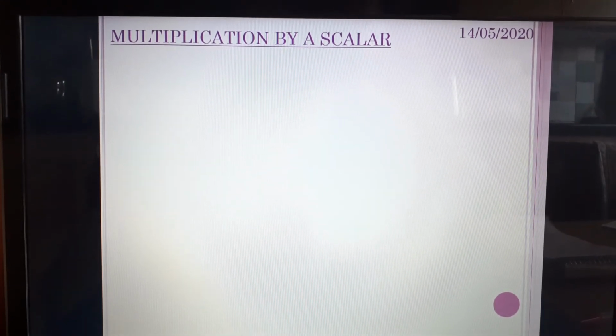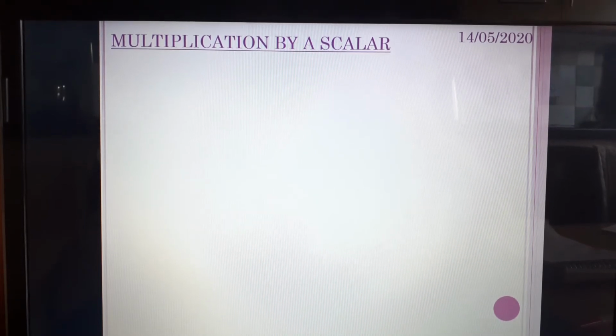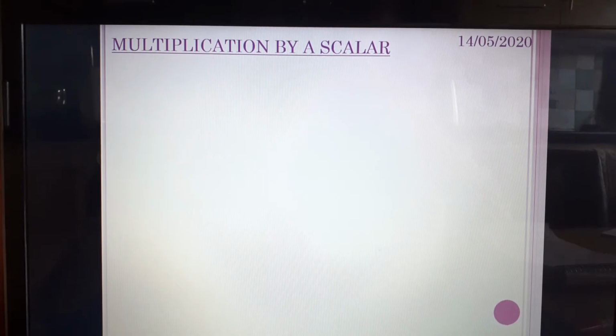Good morning. Today we'll be looking at the multiplication of a vector by a scalar. A scalar is just a number. As well as another little look at the negative vector and also a look at proving that vectors are parallel.